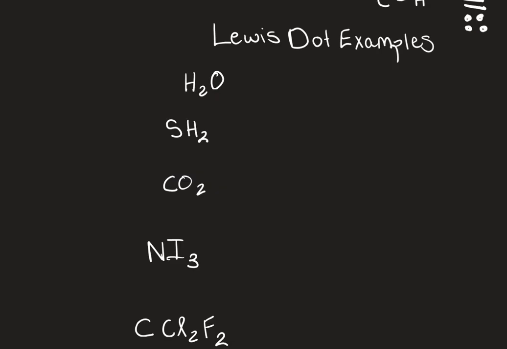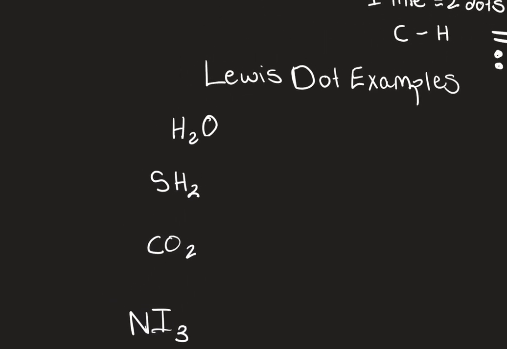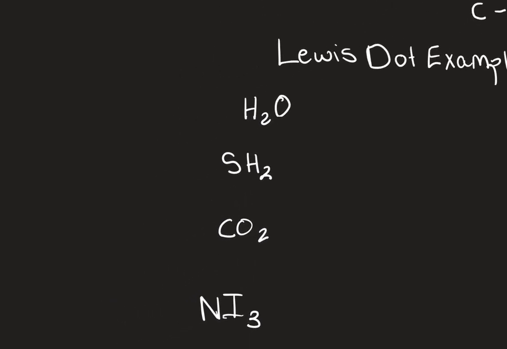So I have a few different Lewis dot examples that we're going to go through together. But before we start that, I just want to remind you of the first step for drawing Lewis structures, which is adding up all the valence electrons that will be in your structure.